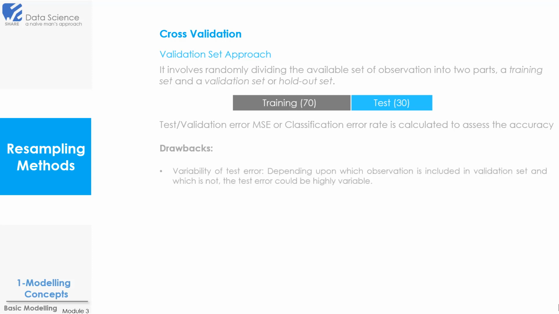However, there are a few drawbacks of this approach as well. The first drawback is that depending upon which observation is included in validation set and which is not, the validation error could be highly variable. Second drawback is that we use only a subset of the observations to train the model. And for training models, the more data, the better it is. Statistical models perform worse if they are trained on fewer observations. Now to overcome these issues, we modified this approach to leave one out cross-validation, which is our next approach.